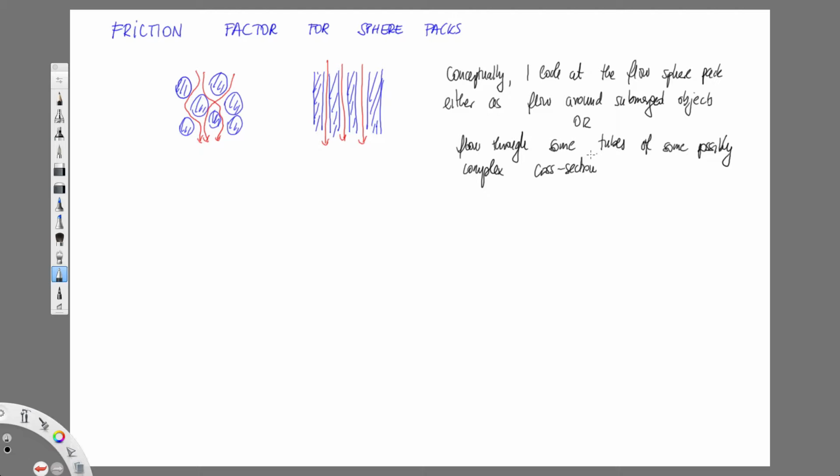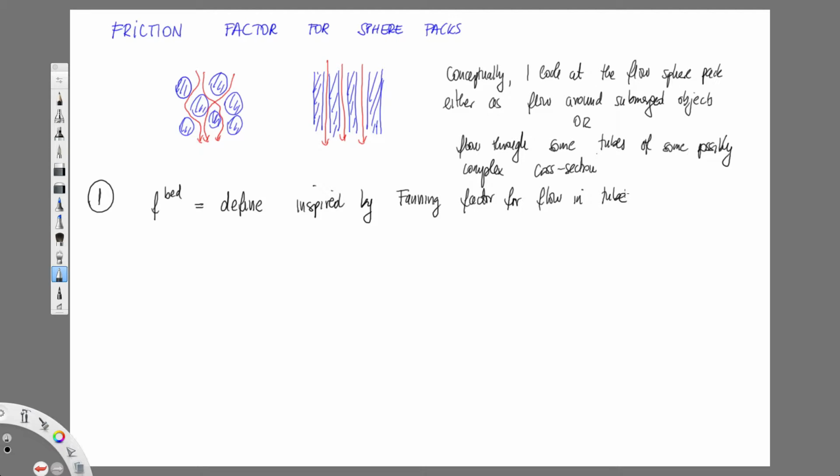My first step will be, okay, using this view that I'm flowing through some sort of average type of tubes, I'm going to define a friction factor for a bed. I'm going to call it F bed. I'm going to define it inspired by the Fanning factor for flow in the tube.